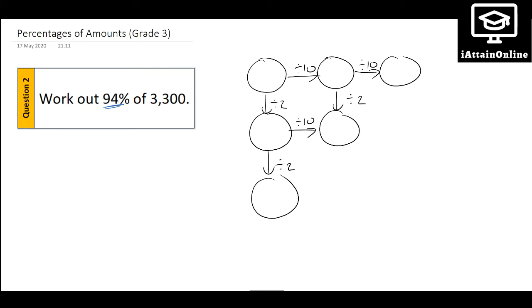Right, now the percentages will always be the same. This top bubble is always 100%. This bubble will always be 10%. This will be 1%. This will be 50%. This will be 25%. And this will be 5%.